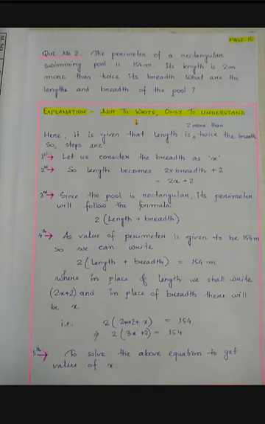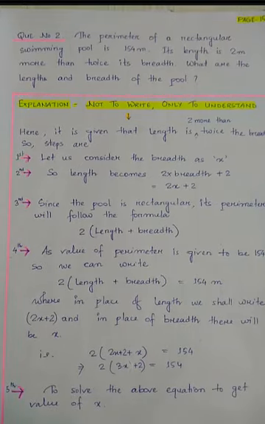Now let us look at the second question now. Second question of this exercise. What is said here? The perimeter of a rectangular swimming pool. It is to be noted that the structure is rectangular. Rectangular swimming pool is 154. Its perimeter. Perimeter of a rectangle. We already have learned that perimeter of a rectangle.